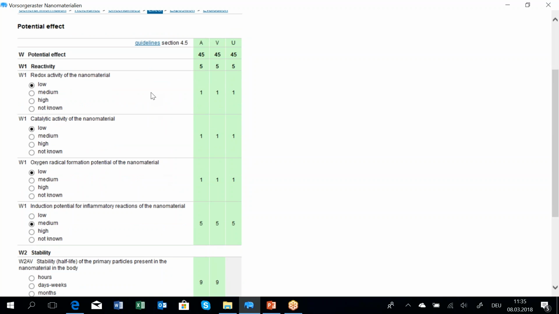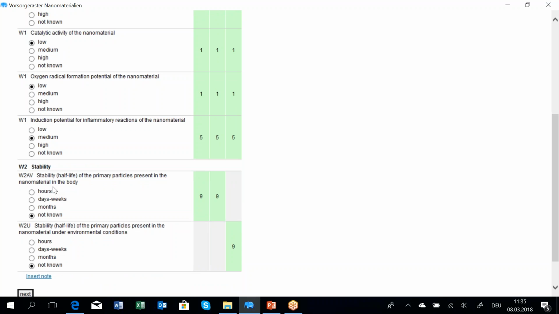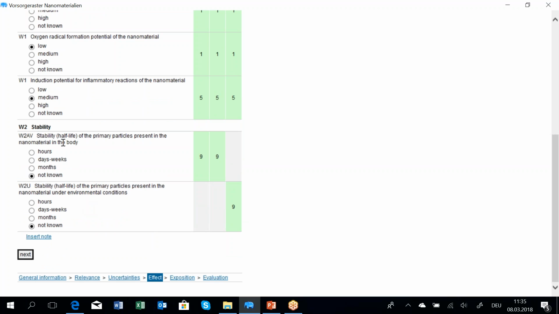Then the effects, they still didn't change. We have the information out of the literature research with low redox activity, catalytic activity, and oxygen radical formation potential, with the medium induction potential for inflammatory reaction. And for the stability, the half-life in the human body or in the environment, we do not know.